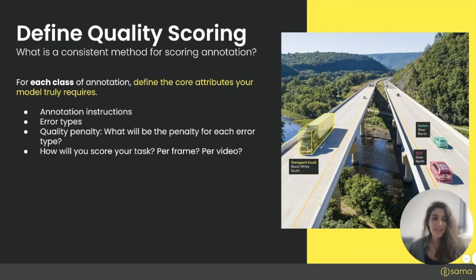So defining quality scoring. What is a consistent method for scoring your annotation? For each class of annotation, you have to define the core attributes that your model truly requires. We can start first talking about annotation instructions. If you decide to annotate specific classes, so you want to annotate vehicles and pedestrians, you really have to identify what you want to be annotated, what type of information you want to be annotated, what are specific edge cases that you want to be covering.